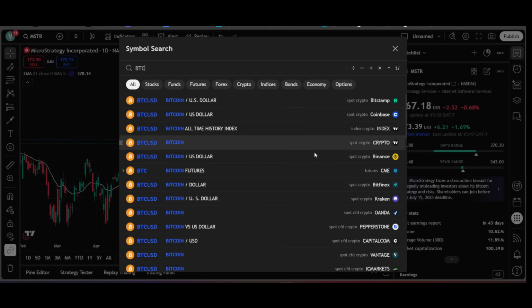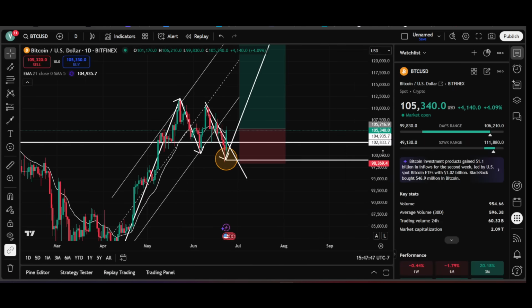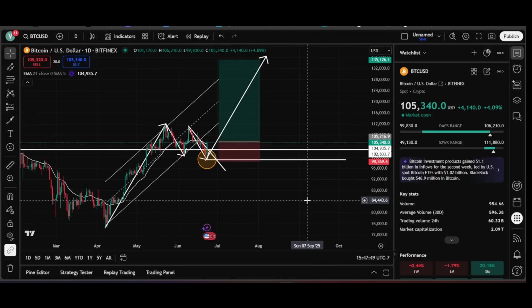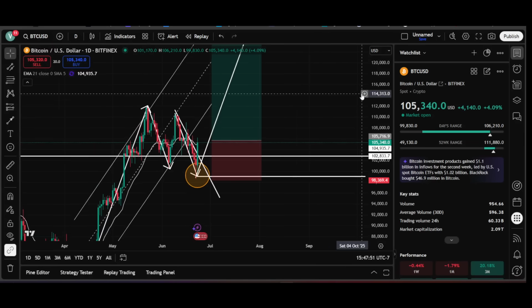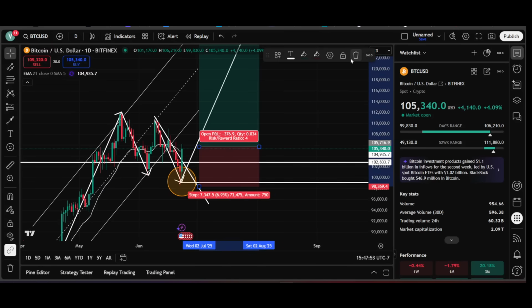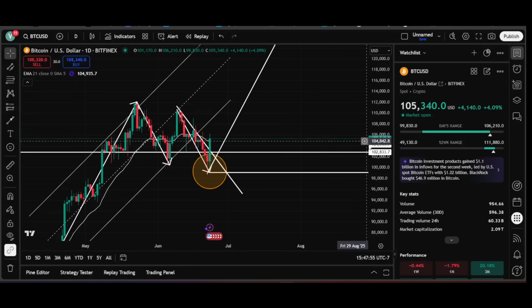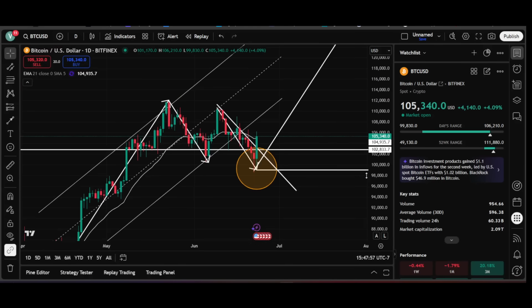Let's take a look at Bitcoin on the Bitfinex chart. Here's Bitcoin on the Bitfinex chart. So overall, this is looking very good. Let's go over the reasons why. So let's just ignore this right here. So we had a correction take place that looks like it's coming to an end.